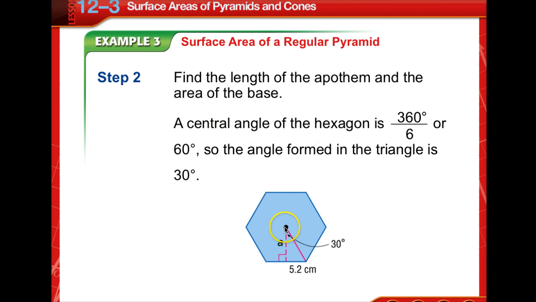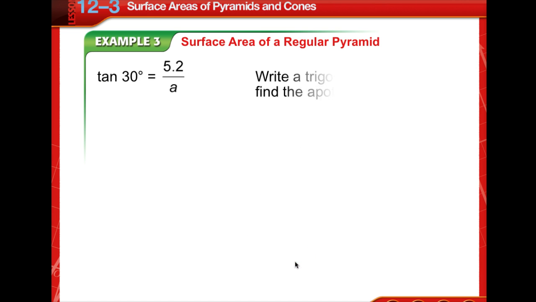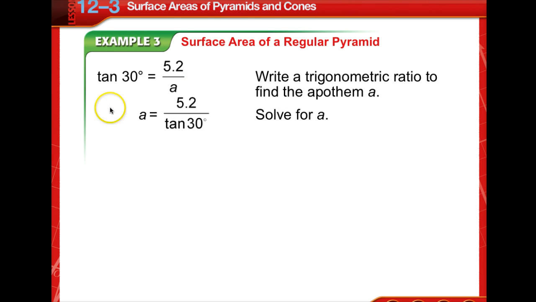Okay, so to find the measure of the central angle, we've got a hexagon, so we know all of it measures 360 divided by 6. So we get 60 degrees. So the angle that's being formed in the triangle is a 30-degree angle. From the 30-degree angle we're trying to find the adjacent when we have the opposite. So we're looking for the tangent of 30, which is 5.2 over A, the apothem. So we multiply both sides by A, divide both sides by tangent of 30, and we get that the apothem is approximately 9.